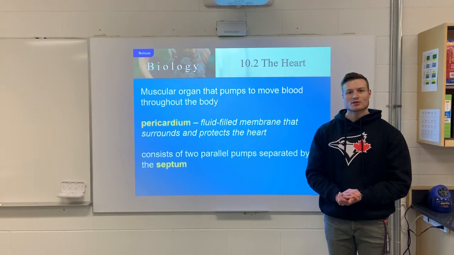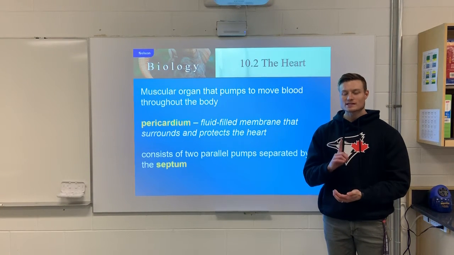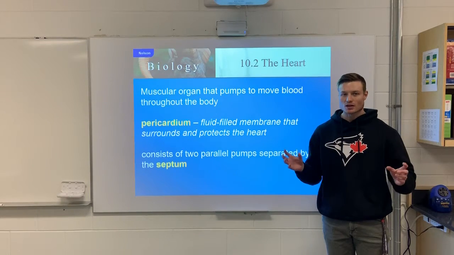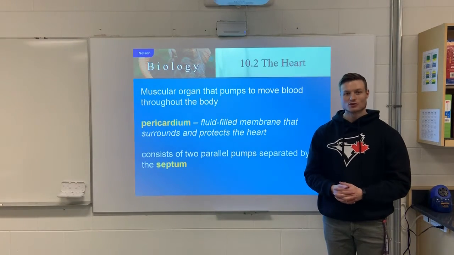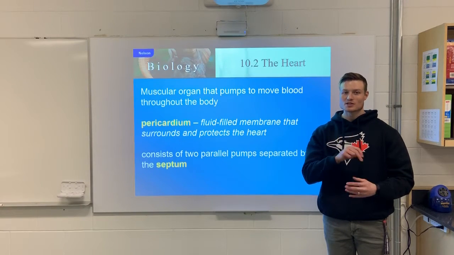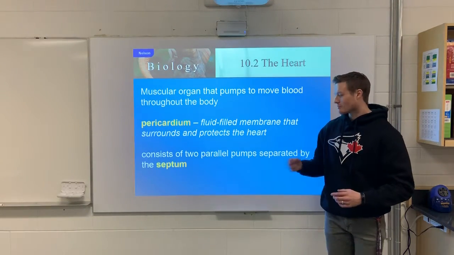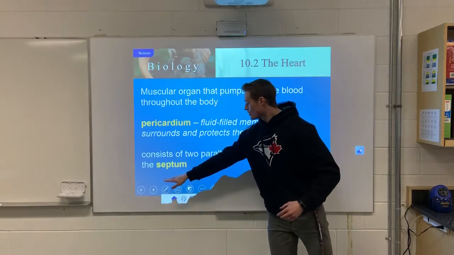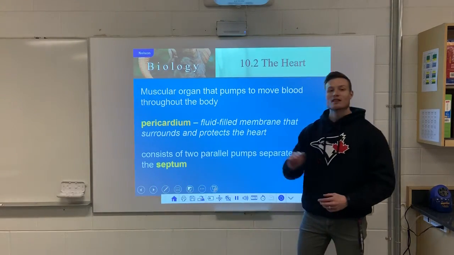The misconception about the heart is that the heart is one singular pump pumping blood to the body, and that's partially true. Yes, it pumps blood to the body, but it's actually two separate pumps. We have a left pump and a right pump. And those two pumps are separated by the septum.